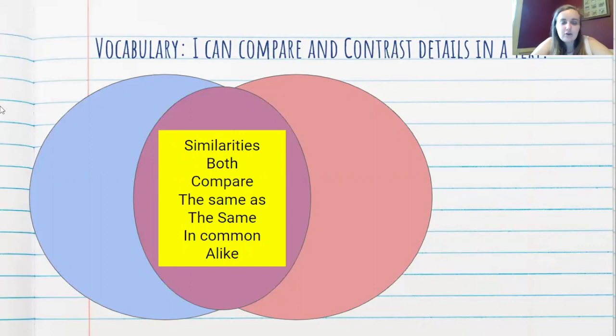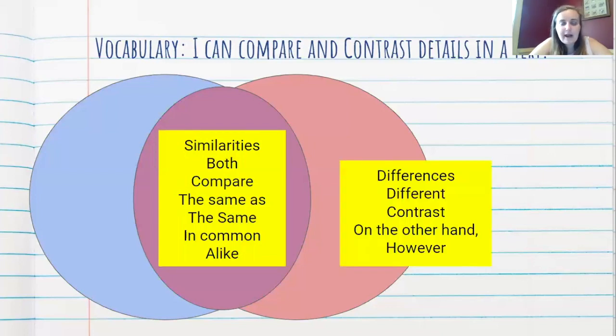So some of our signal words for that are similarities, both, compare, the same as, the same, in common, alike. Those are some of our signal words that tell us that we're comparing. Then when we're talking about our differences or our contrasts, those go on the outside of our Venn diagram. And so those signal words would be differences, different, contrast, on the other hand, however. Those are our signal words that tell us differences or that we're contrasting.